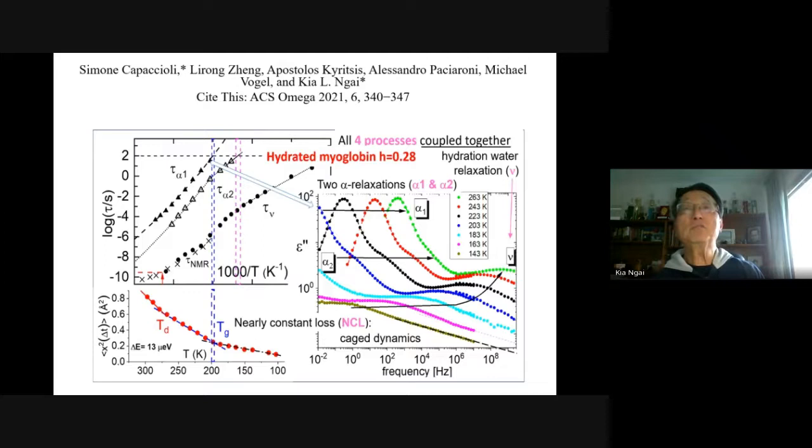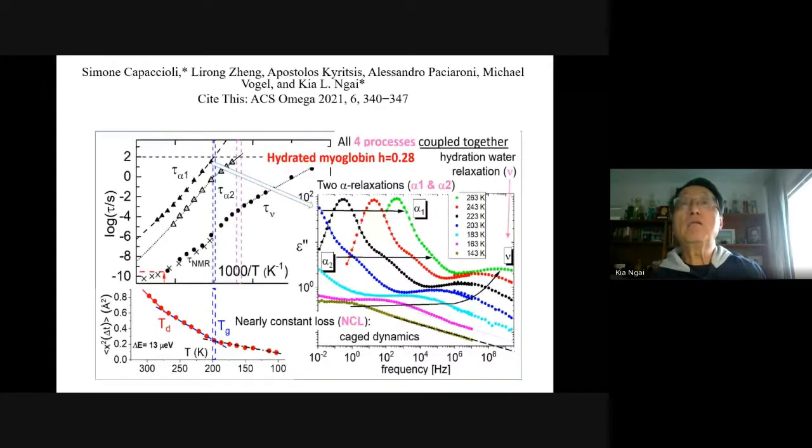This is the one that we did with Simone and many different Chinese institutions, and Vogel, Pazzaroni, Italy, Michael Vogel in Darmstadt in Germany, and then Apostolos Kyritsis in Greece. So this is a combination of many different aspects of data, but this data is similar to the previous one. You see alpha 1, alpha 2 instead of alpha and alpha prime, and this is hydrated myoglobin.